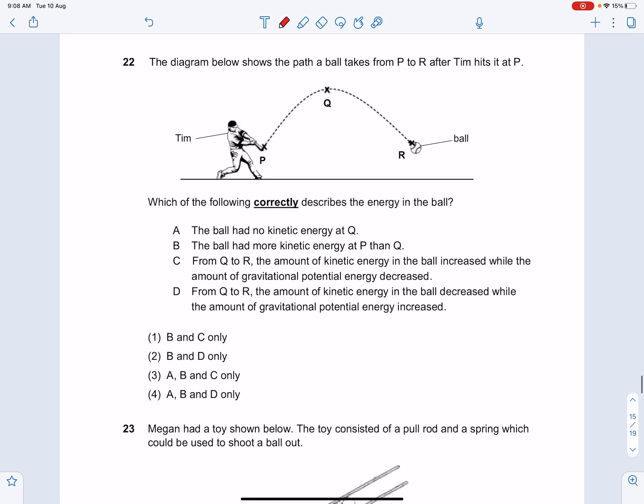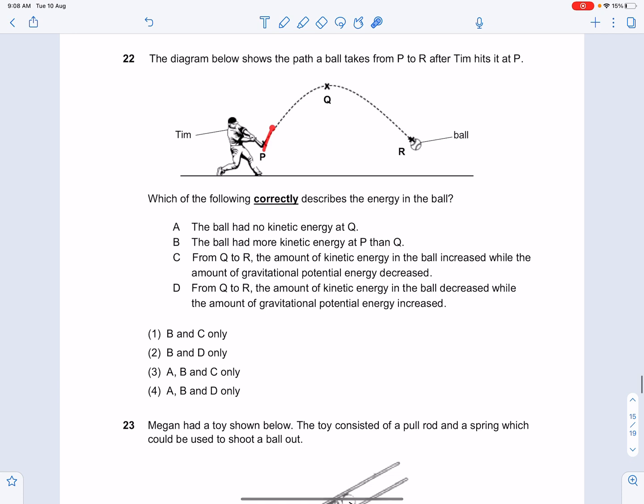Question 22. The diagram below shows the path a ball takes from P to R after Tim hits it at P. Which of the following correctly describes energy in the ball? So in this case, you have to run through each and every single one. A, the ball had no kinetic energy at Q. That's wrong. Remember it's in constant motion, so definitely the ball is still moving. So this is wrong.